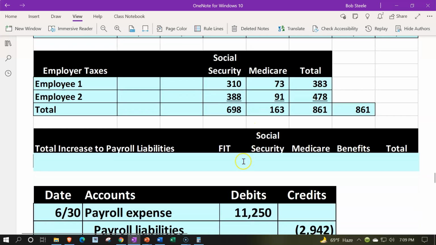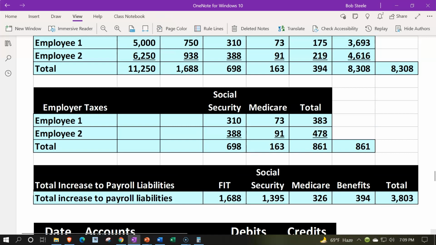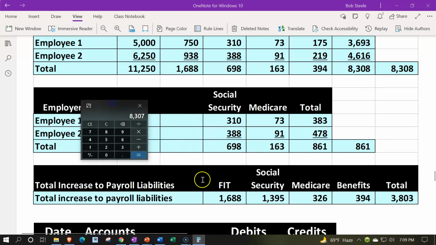And then if I was to add up what's going to happen to the liabilities for this, we're going to say the liabilities are increasing now. The 1688 for the FIT, that's only an employee tax that we withheld from them, and we have not yet paid it to the government. Therefore, it's on the books as a liability until we pay it to the government.